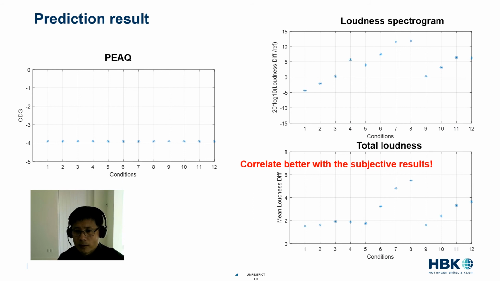Here, due to confidentiality, we cannot show the results from our subjective listening test, but we have performed a listening test where we asked the subjects to judge the BSR noise contained in the signal. And we can mention that the total loudness-based metric correlates the best with the subjective results. So therefore, this could be a good metric to predict the BSR events when more nonlinear processing is involved in the system under test.